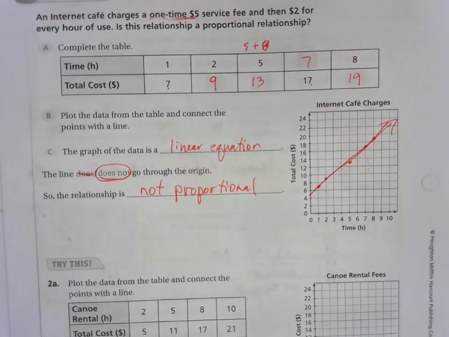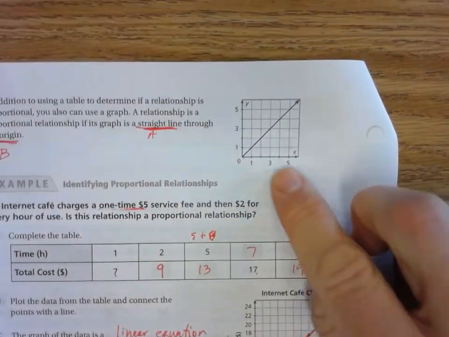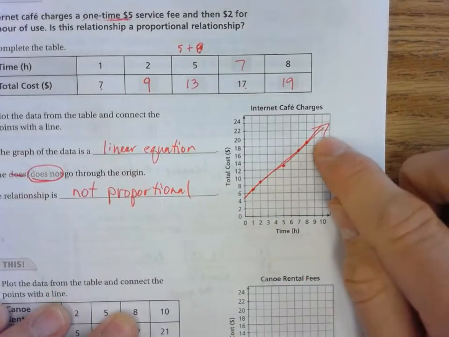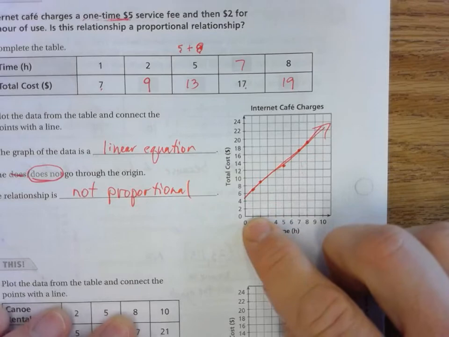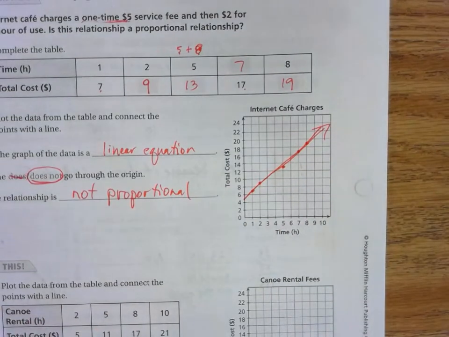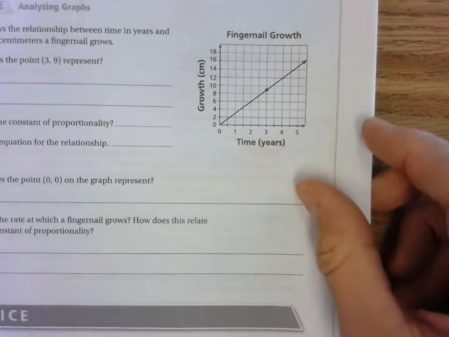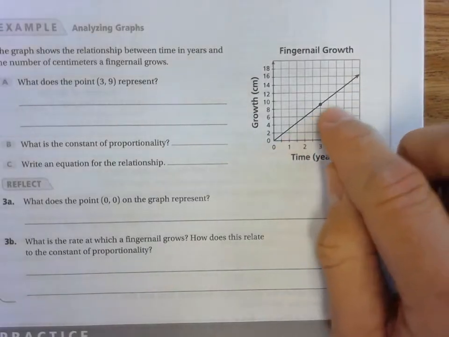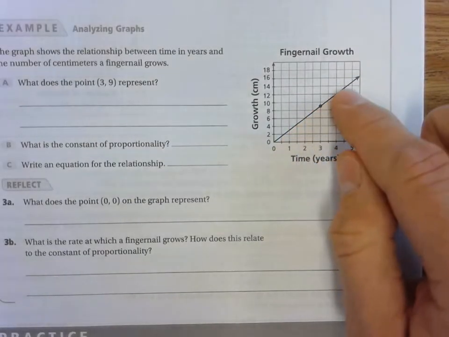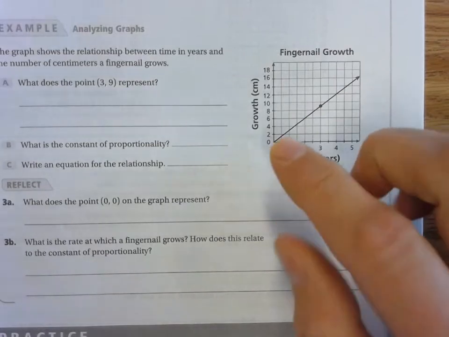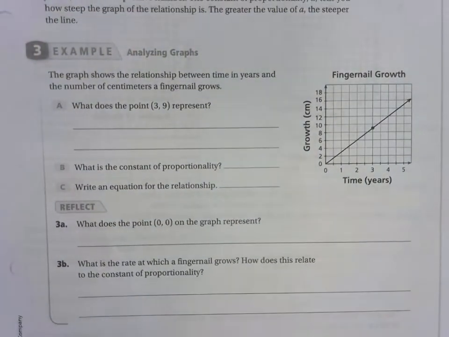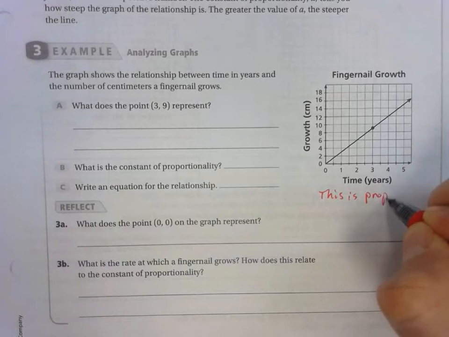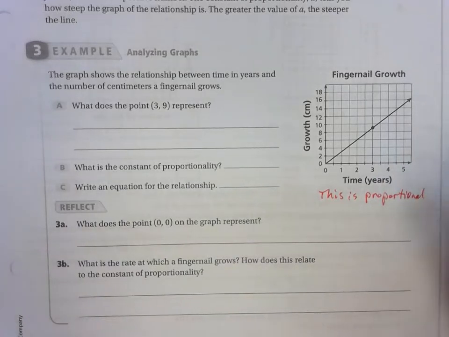Okay, so easy enough. If you look at this one, it's straight, it's linear, it goes to the origin. This one is straight, which is good, that's part A. But then part B, it does not go through the origin, so it's got to do both. So let's take a look at this one about fingernail growth real quick. This will be our last one. So first of all, is this linear? Yes. Does it hit the origin? Yes. So this is showing a proportional relationship. This is proportional. So yes.